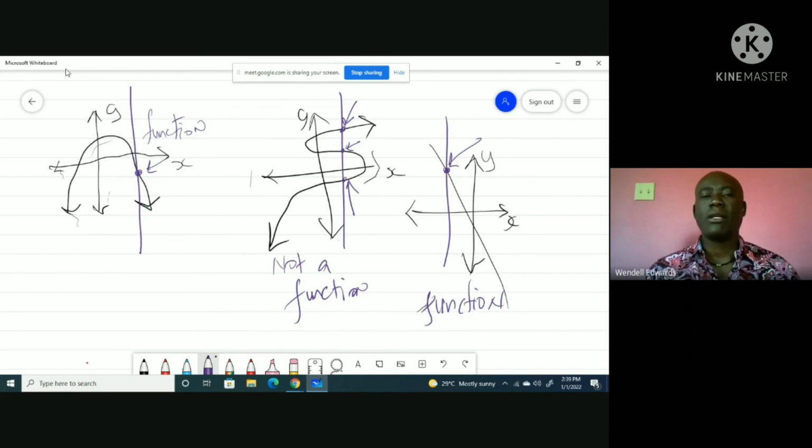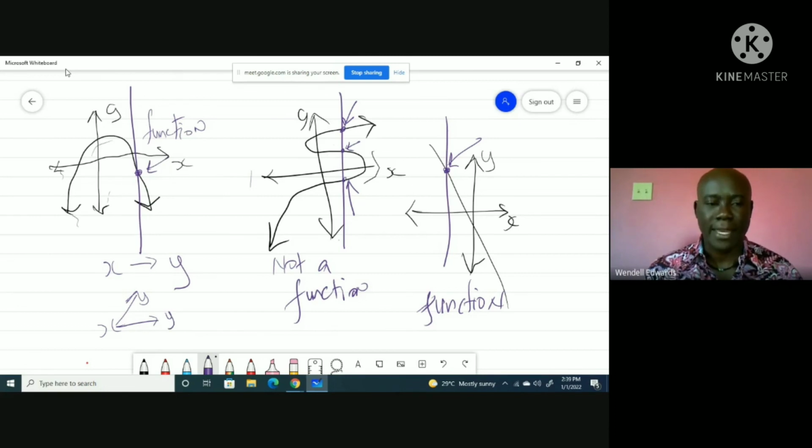All right, so the conclusion is that whenever we have a function, the x values should only be pointing to one y value. We cannot have one x value going to two y values. We cannot have this. So here is the classic example: one x value goes to one y value, hence a function.